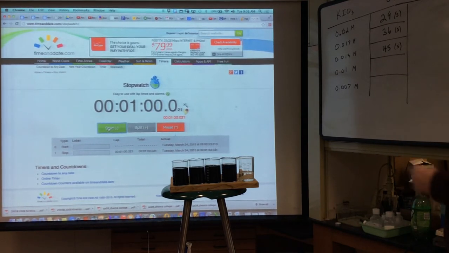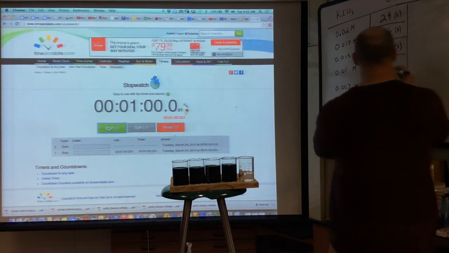59. That's a pretty good stop. Now, what do we think it was? 58, 59? 59.08. 59.